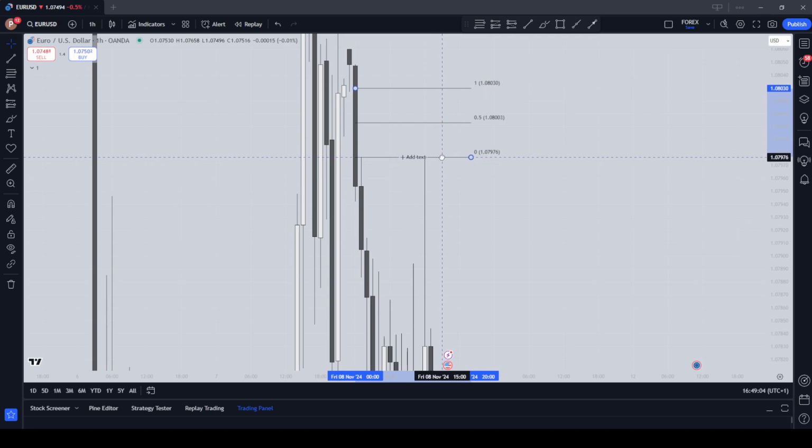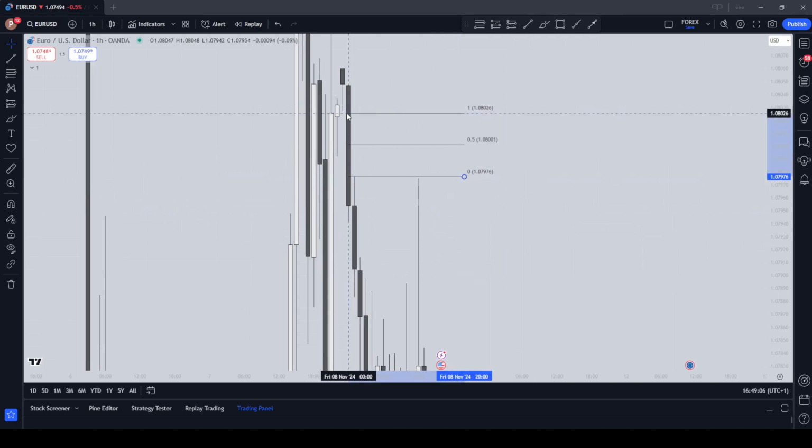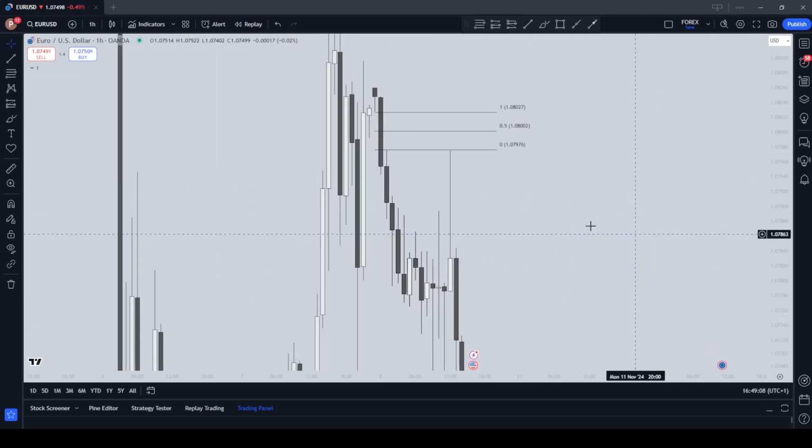Was there a test? No, without a test. Okay, but still we can see another imbalance there. Sometimes price could create a few imbalances in one move. Of course, the best entry will be on the first one, because there is more chance that price will cover exactly this one imbalance.